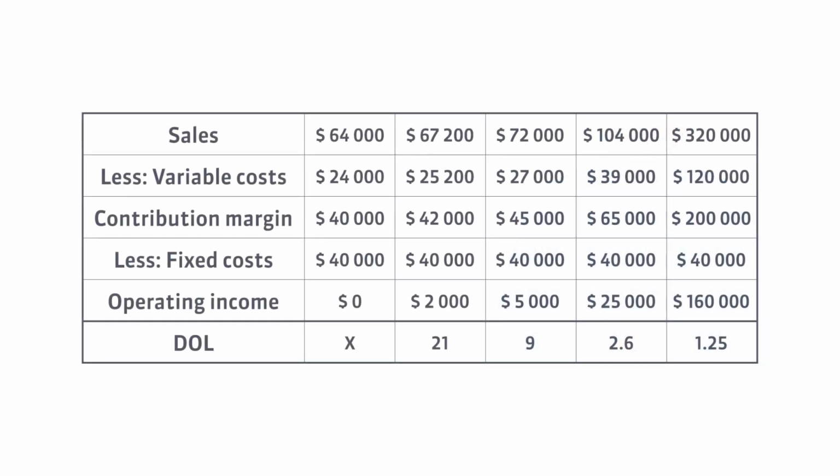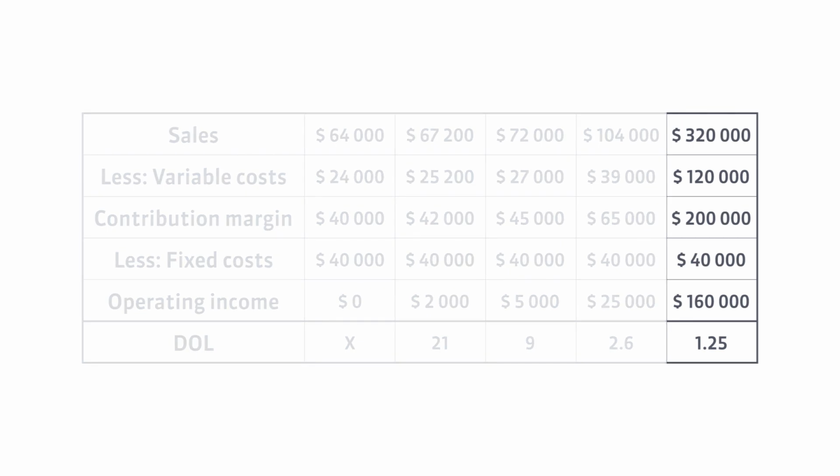There is one more thing you should know about operating leverage. The degree of operating leverage is not a constant. It is greatest at sales levels near the break-even point and decreases as sales and income rise. To show this, I've prepared a new example. Let's see what the operating leverage will be at various sales levels.